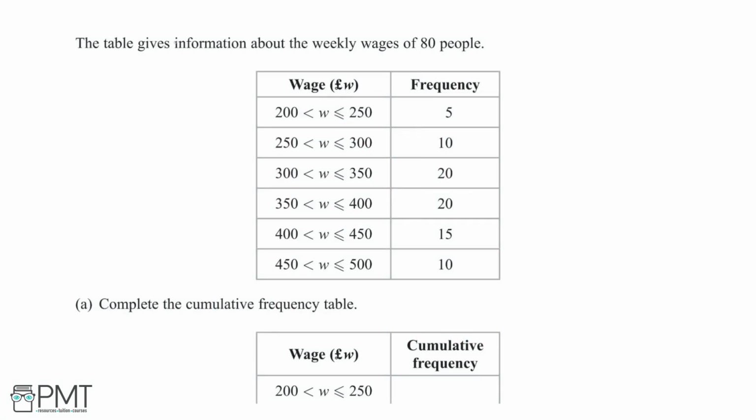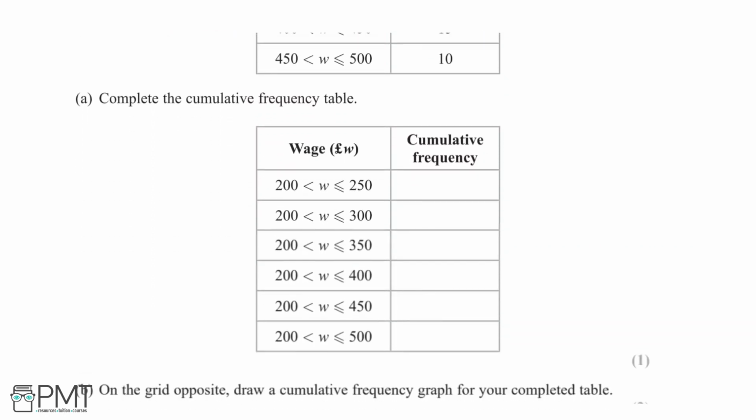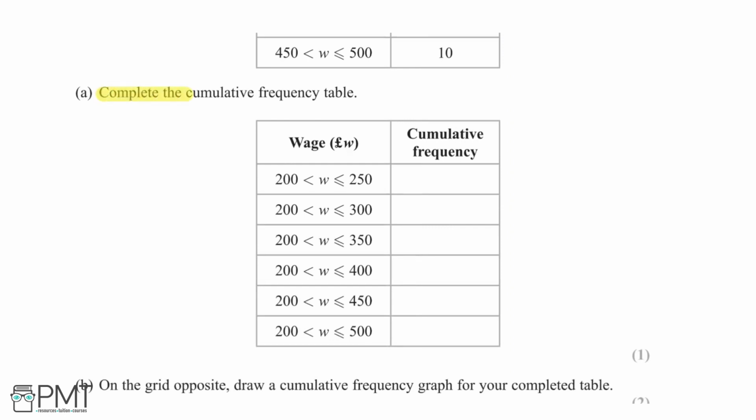We are told the table gives information about the weekly wages of 80 people. Okay, so we have this table here. Part A asks us to complete the cumulative frequency table for 1 mark. To do this, it's very simple.